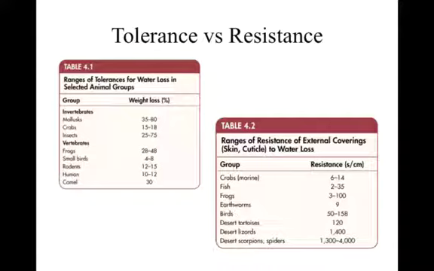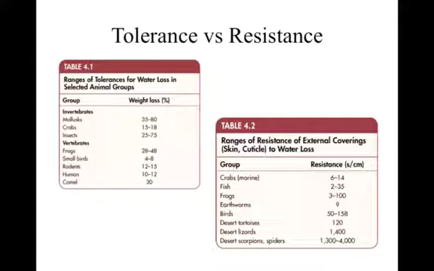And so, if they were a different organism, like a camel, they might tolerate 30% loss in weight due to water loss, but they're not, and so they die. So that's tolerance for water loss. There's also differences among species in terms of their resistance to water loss, how much they prevent water from being lost to the environment.